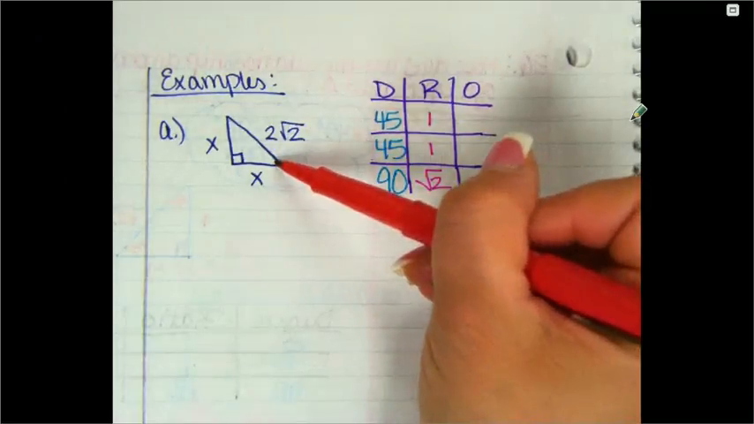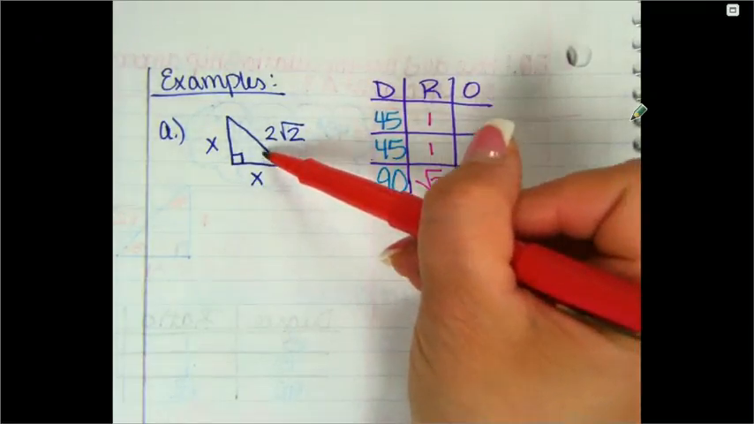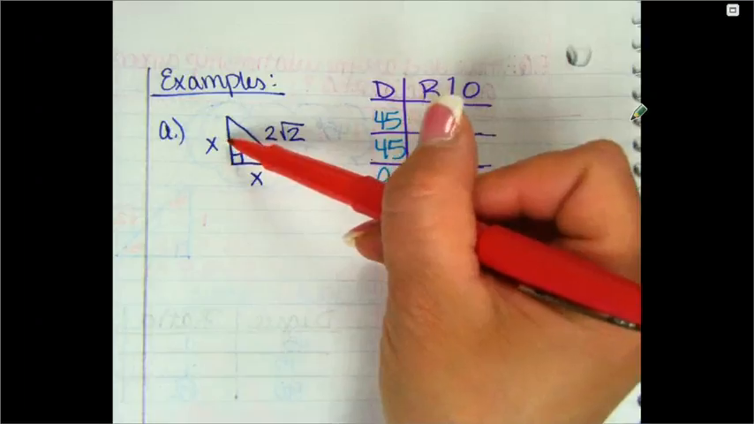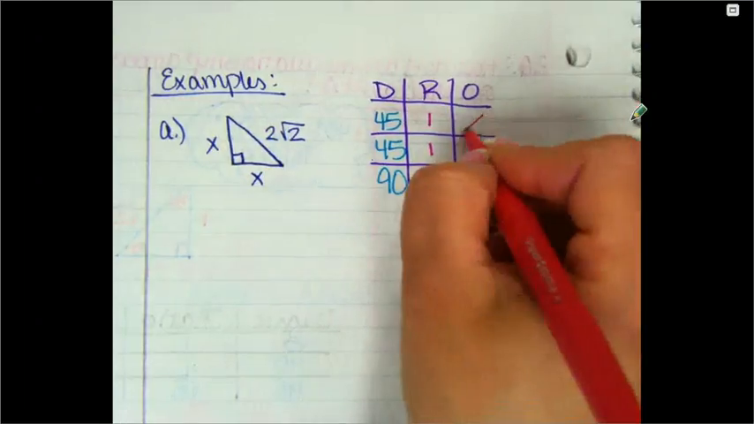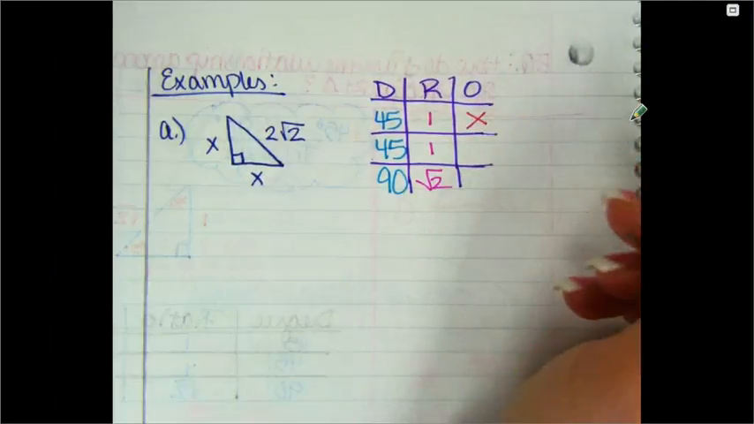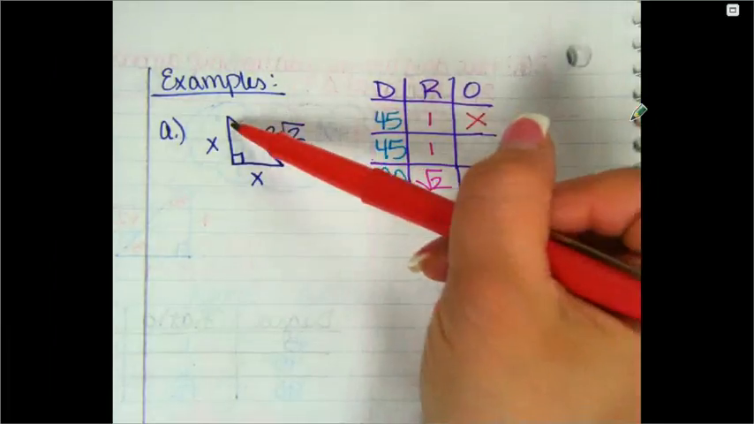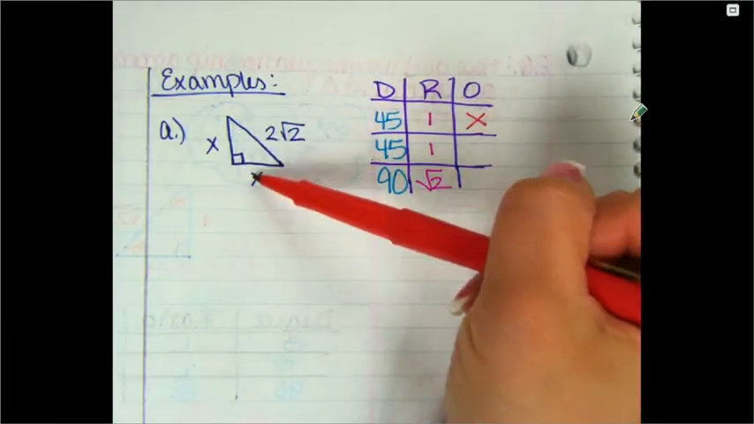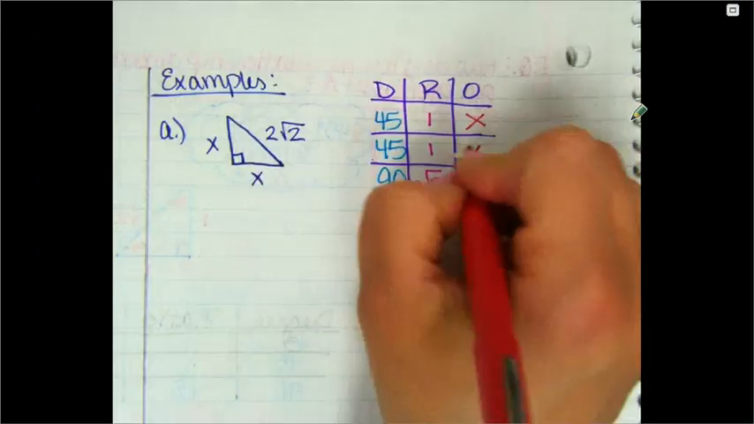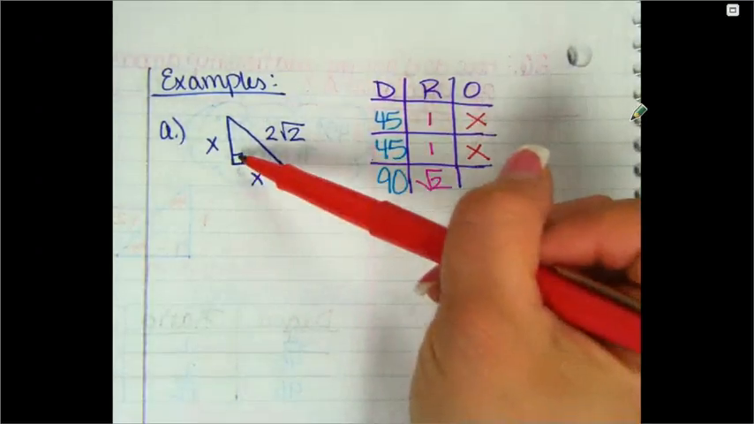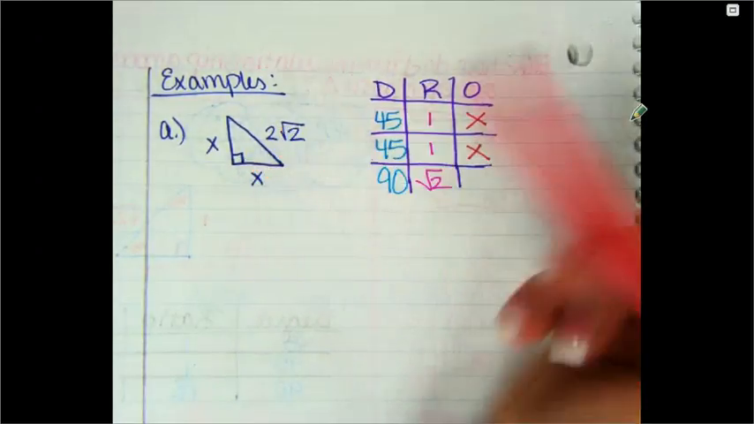This is 45 degrees, correct? Opposite of it is this side over here. What's this side labeled as? That's where that goes. Go to the other angle, which is also 45 degrees. If I go opposite, what do I get? X. If I put my pencil on 90 degrees and go opposite, what do I get?